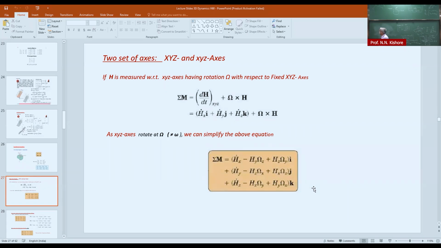Okay, so this is what I'm saying. If small xyz rotates, one thing is, if it doesn't rotate at omega, then you have the expression where, if you expand this one, this is what you are going to get. So this is the derivative with respect to the small xyz, whereas this is the second term, big omega cross hg, and these are the 3 terms.